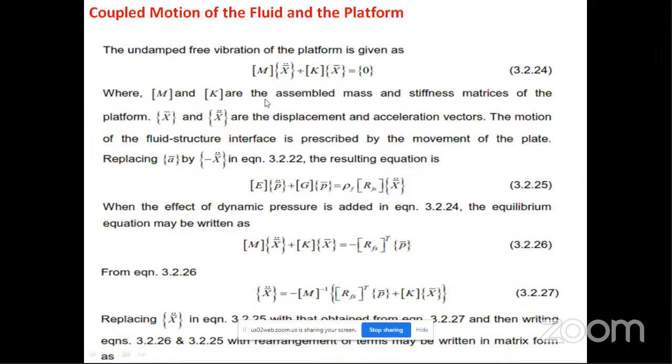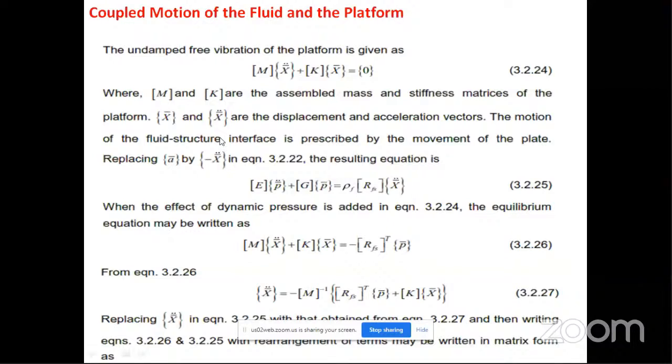Then we will come to the structure part. That is the fluid part, then the structure part. I will consider, at the beginning, undamped free vibration of the platform. This is M x double dot plus K x is 0. M is the mass matrix, x double dot is the acceleration of the plate, K is the stiffness matrix, x is the displacement matrix. It is the 0 matrix. This is the form to get the free vibration frequency of a plate.